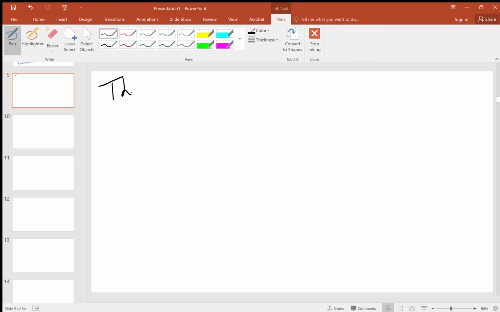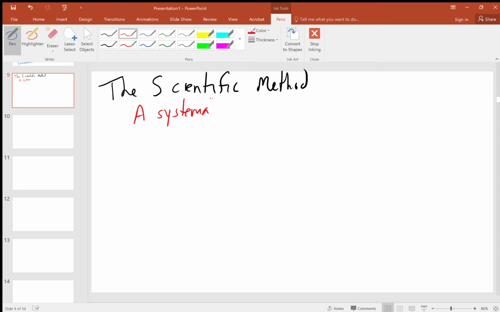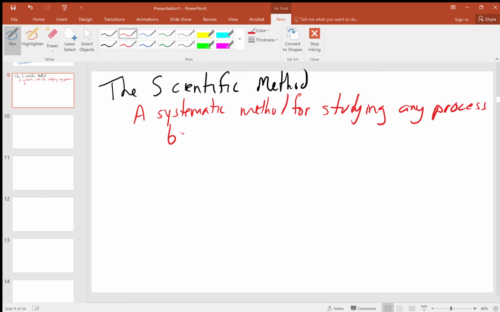So next we want to talk about the scientific method. The scientific method is a systematic method that we can use for studying any process that's based on reproducibility.